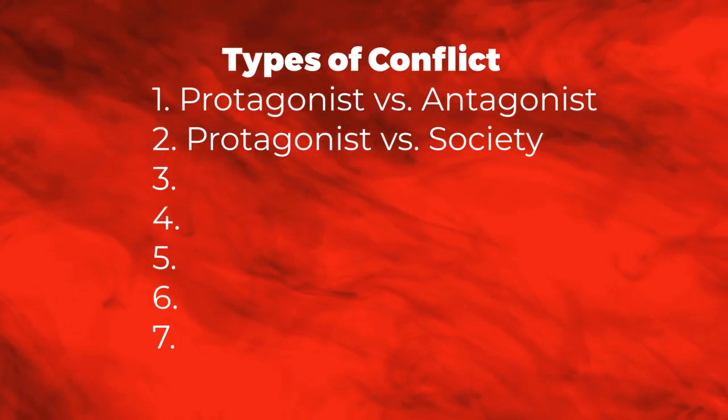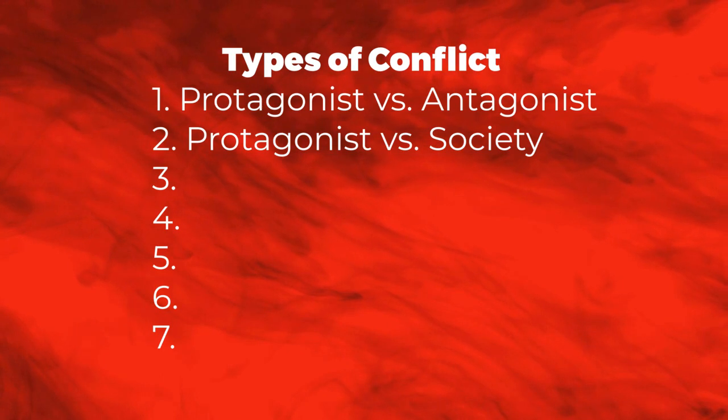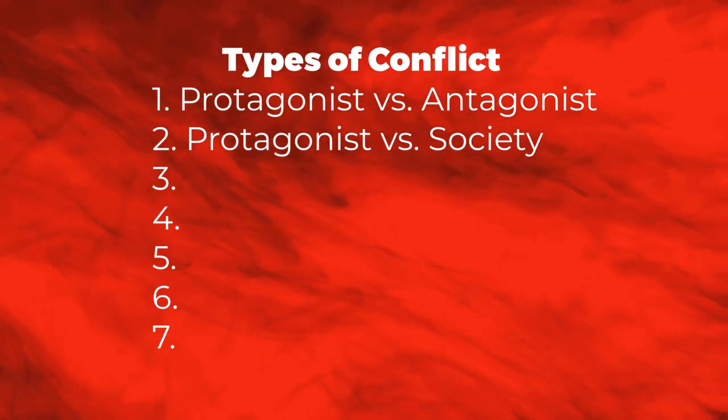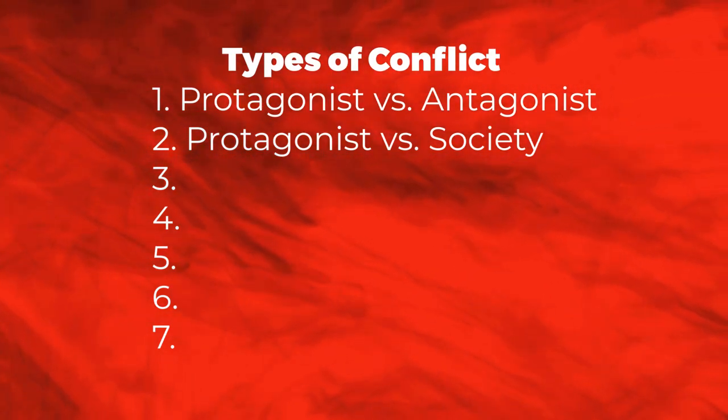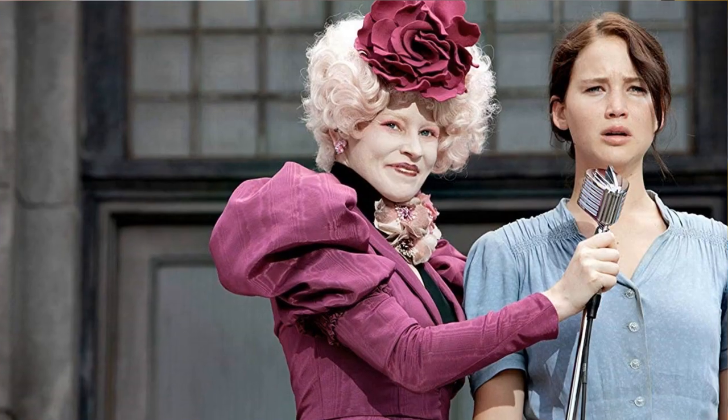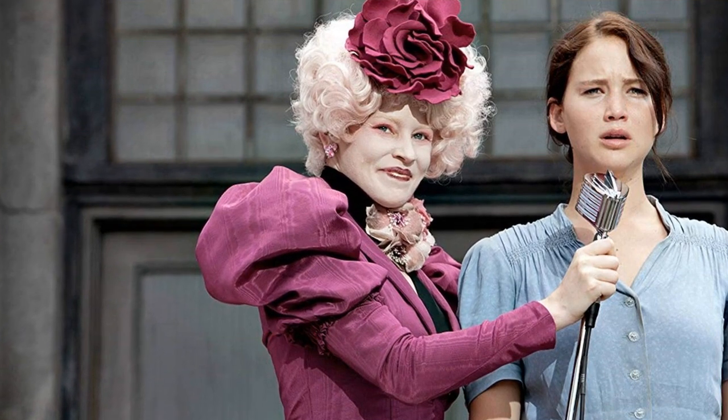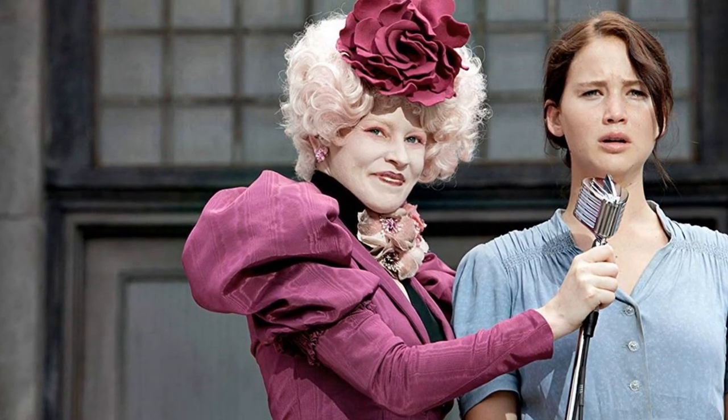Maybe there's no one clear villain, and we can have protagonist versus society. This, like in the Hunger Games, is when the society is embracing something that the protagonist is against. So in the case of Hunger Games, Katniss Everdeen is thrust into this thing called Hunger Games that she doesn't want to do. But the entire society that's in control is embracing this, and so she has to go and cause change in that entire society.